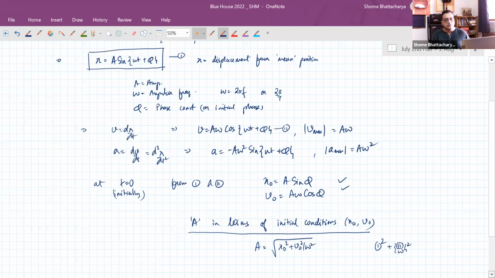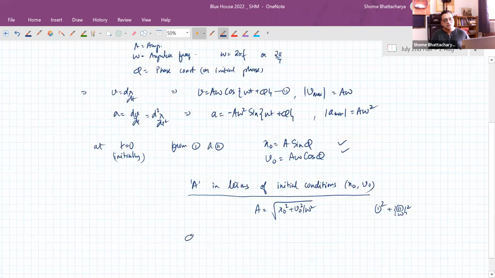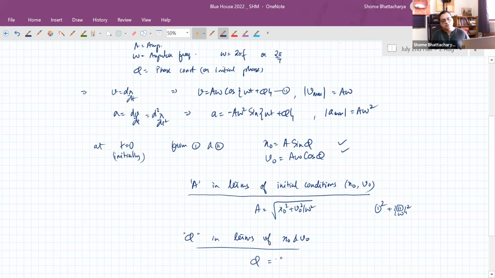Okay. And similarly, you get phase constant phi again in terms of initial conditions x naught and v naught. So that comes by dividing the two equations. We get that phi is equal to tan inverse of x naught divided by v naught by omega. So it becomes like this.